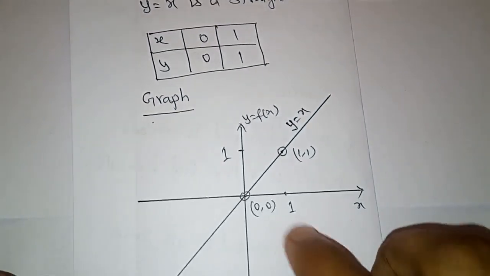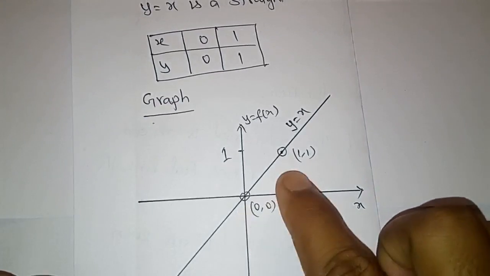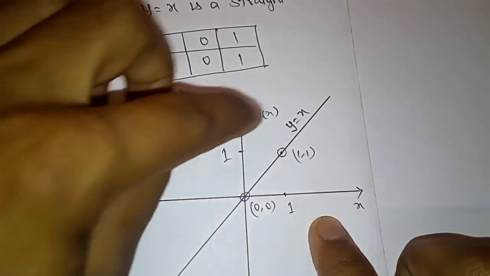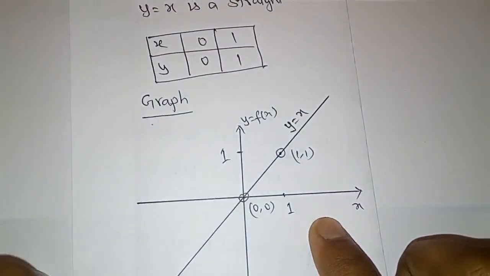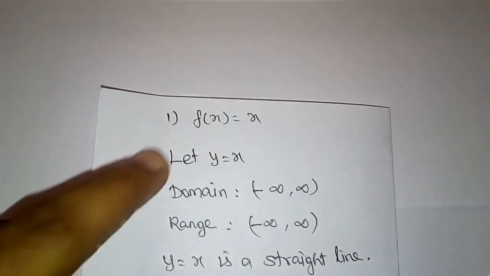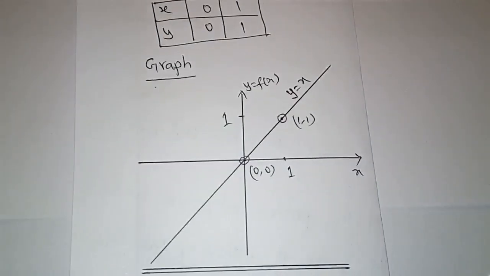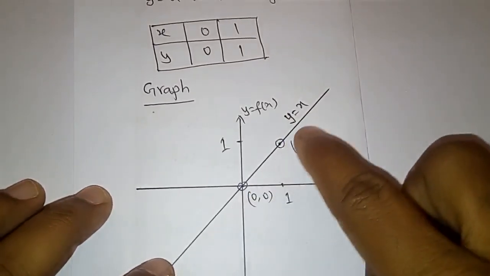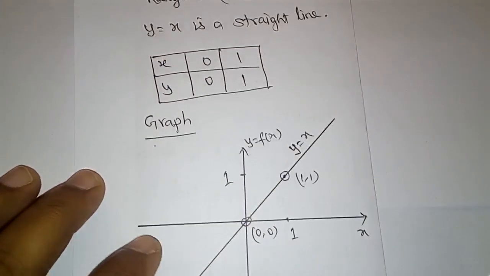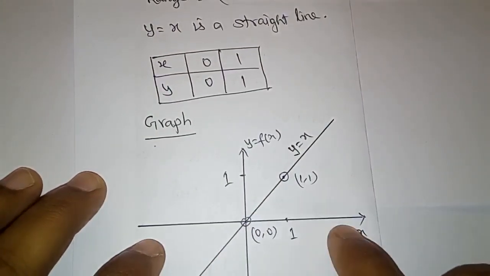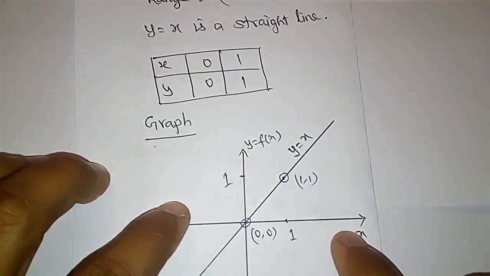The 2 points (0, 0) and (1, 1) are plotted here. Then joining these 2 points by a straight line, we have the graph of the given function f of x, which is equal to x. We have to note that the straight line y equal to x makes an angle of 45 degrees with the x axis and also the y axis.